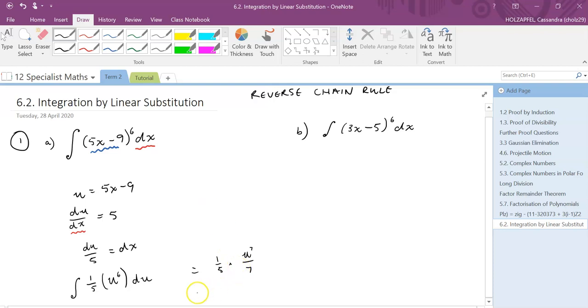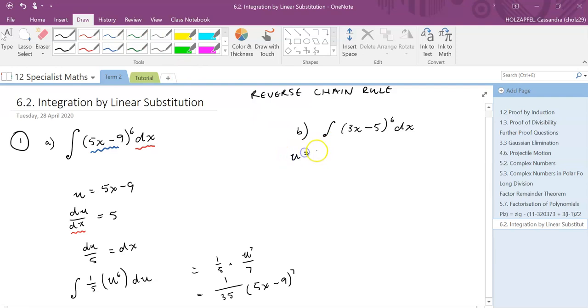So now I'm just going to substitute that back in. So that's going to give me 1 over 35 times (5x minus 9) to the power of 7. Really nice, really simple. I really like this method. Okay, let's do another example. So I'm going to move through this one a bit quicker.